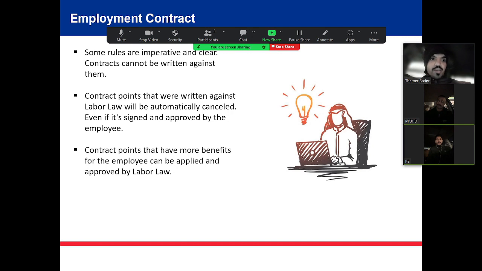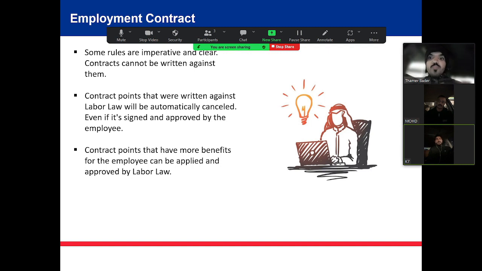Are very clear, and it's written in these laws, which are the minimum paid vacation or annual vacation is 21. So the organization cannot choose to give the employee less than 21 days. This is the minimum. It's very clear.